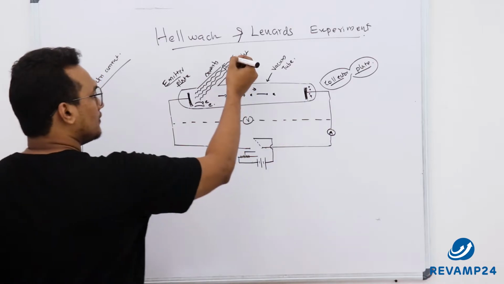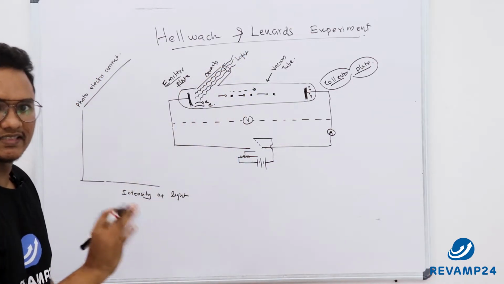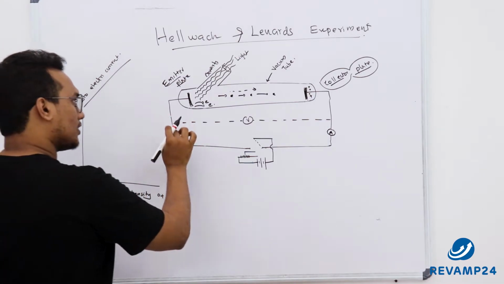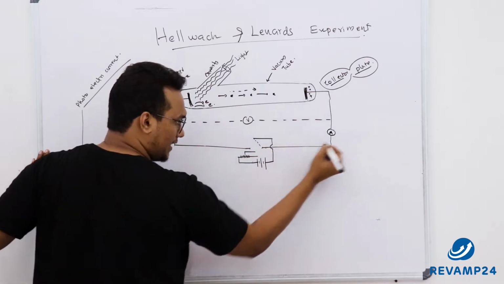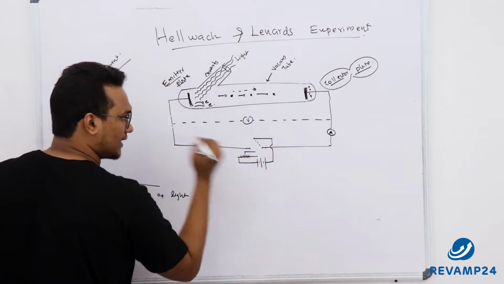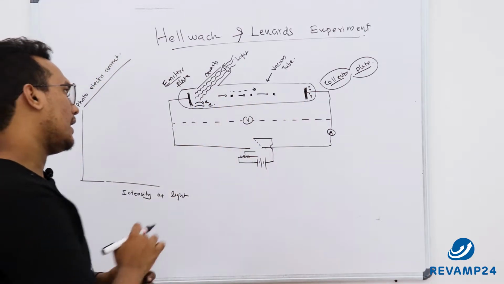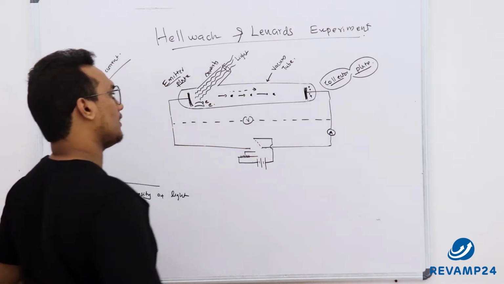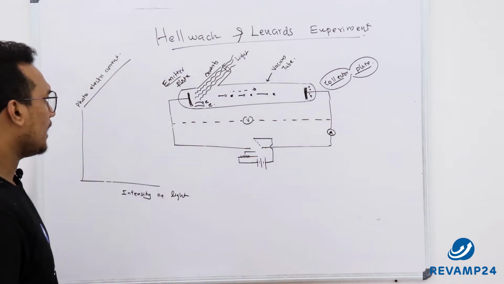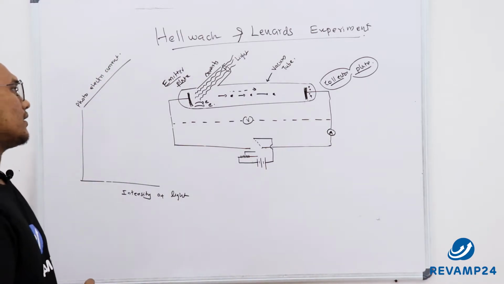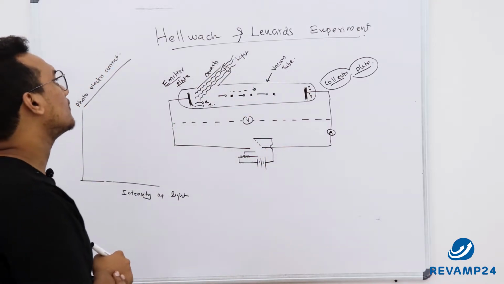Now when this plate is struck by radiation having sufficient energy, what will happen? The electrons will be emitted, and if I connect this plate with the positive terminal and this plate with the negative terminal, these electrons will move towards the positively charged plate, and that will form a closed circuit here. So we can measure a photoelectric current here. Now there are two variables here: one is intensity and another is frequency of the source.